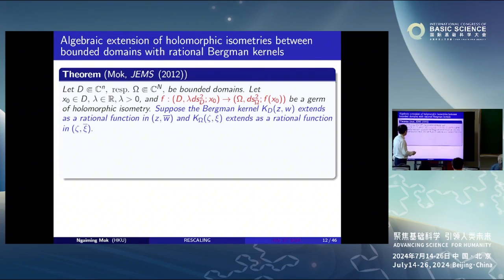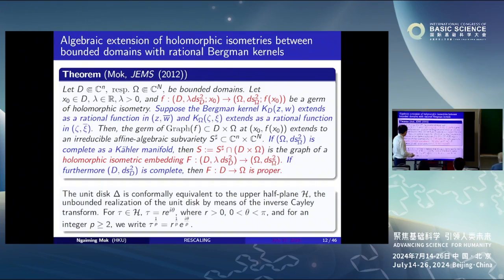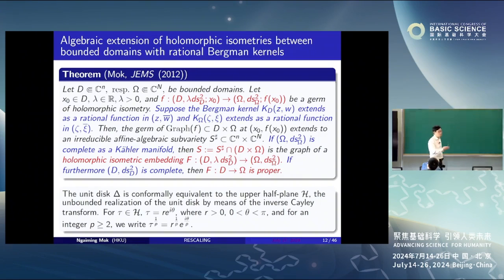So this is a theorem with a little bit of work. Let me just say what it is. It says that if you assume K_Omega and K_D to be rational, and you assume completeness of the Kähler metric, then a germ of holomorphic isometry extends to a proper holomorphic isometric embedding. So as good as you can hope for.